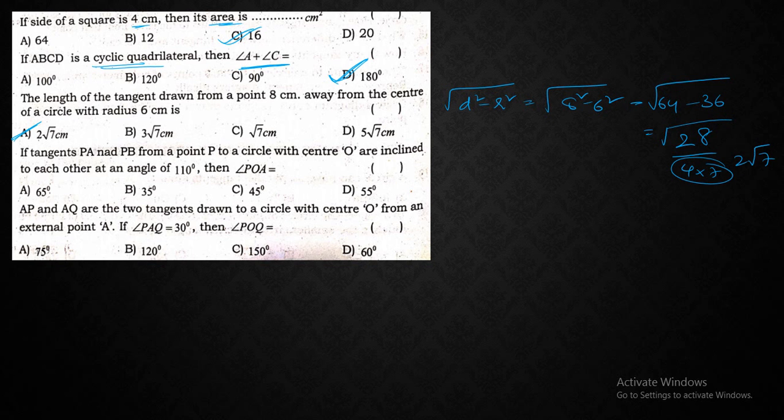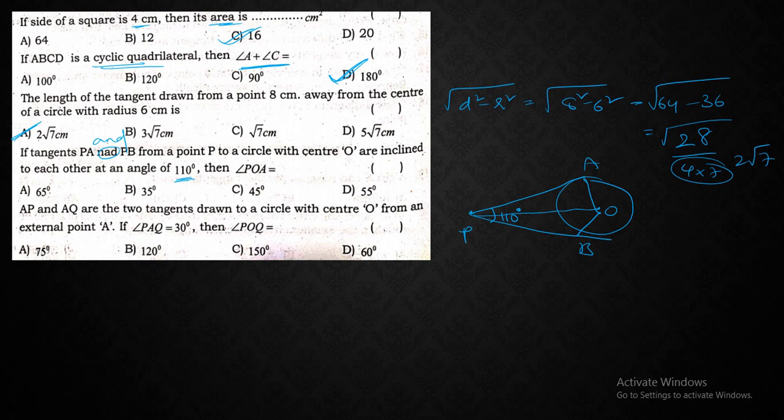Next, if tangents PA and PB from a point P to a circle with center O are inclined at an angle of 110 degrees. So again, if I draw a circle with center O and PA and PB, this is P, and these two points of contact are A and B. Now what has he given? They are inclined at an angle of 110 degrees. Then what is the value of angle POA? So angle POA is being asked.